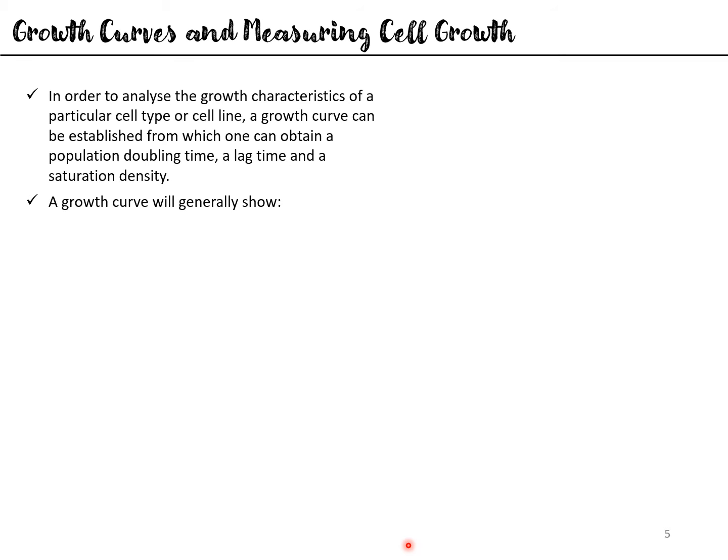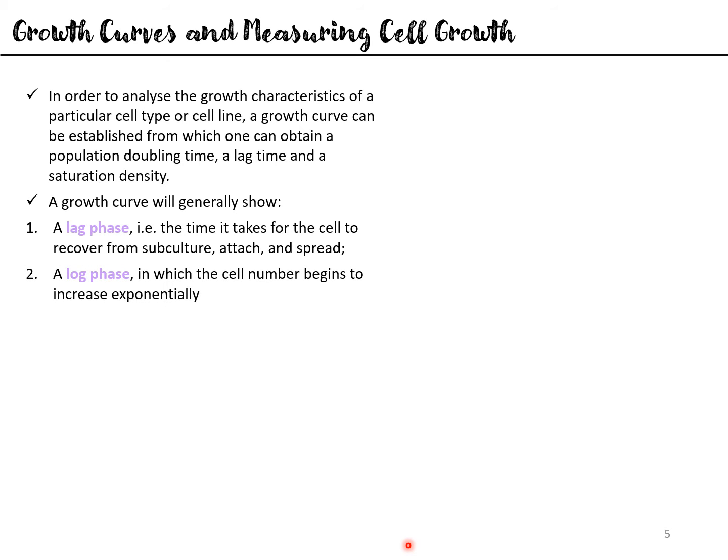So a growth curve will generally show a lag phase, that is the time it takes for the cell to recover from subculture, attach and spread. A log phase in which the cell number begins to increase exponentially. And finally, a plateau phase in which the culture becomes confluent and the growth rate as a result slows down or stops because there is no further space available.